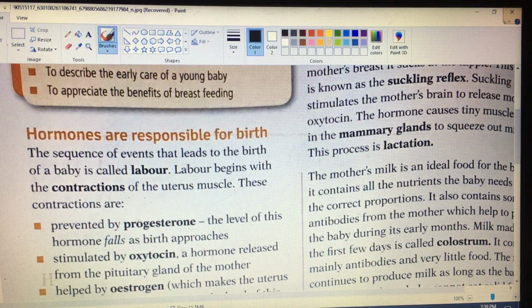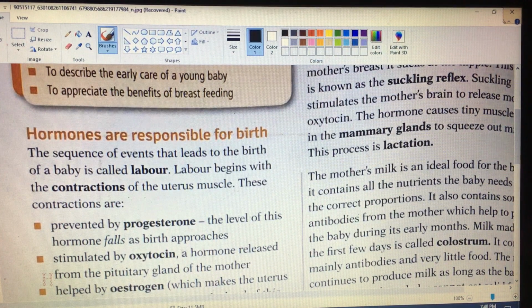So actually suckling is very useful for the mother because it stimulates the mother's brain to release more oxytocin. And here oxytocin has another function which causes tiny muscles in the mammary glands to squeeze out milk. So this process is called lactation. So lactation means the secretion of milk by the mammary gland.